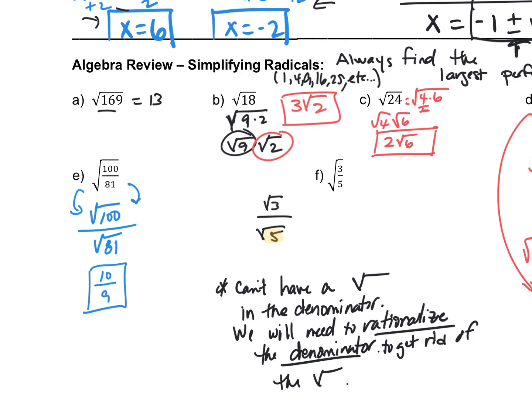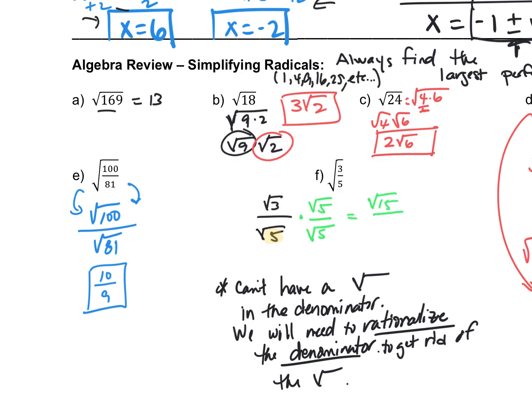So on the bottom, I have the square root of 5. So I have to multiply this by the square root of 5, and what you do to the bottom, you have to do to the top. That's called rationalizing. So when you get done, though, you should not have a radical anymore, okay?